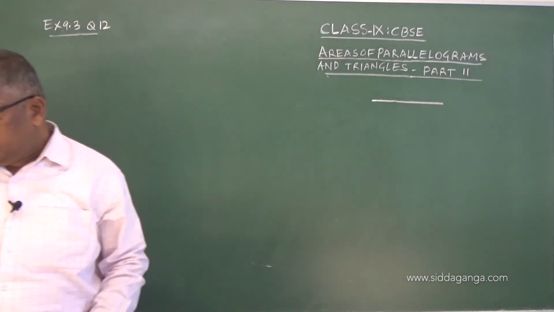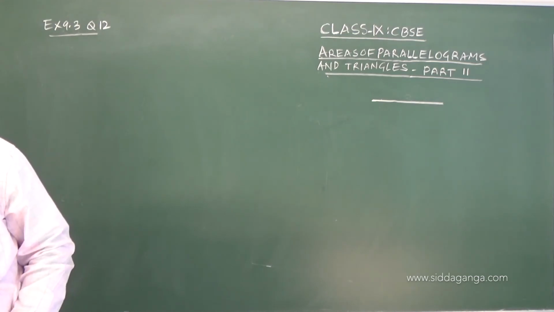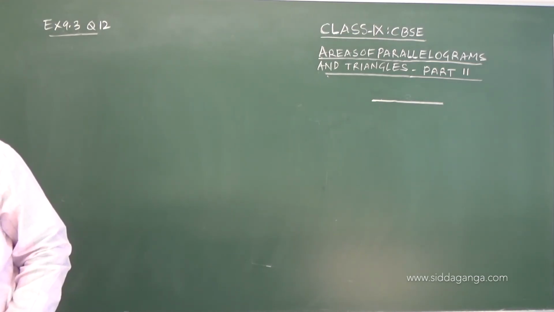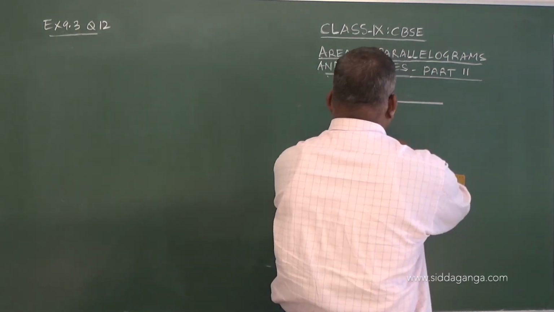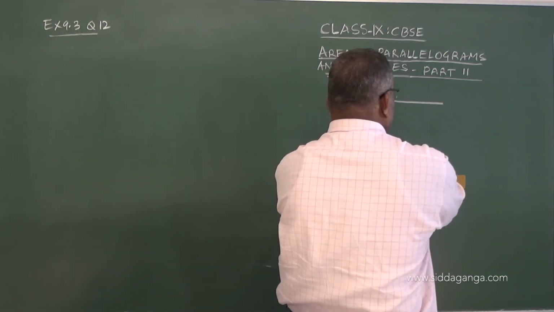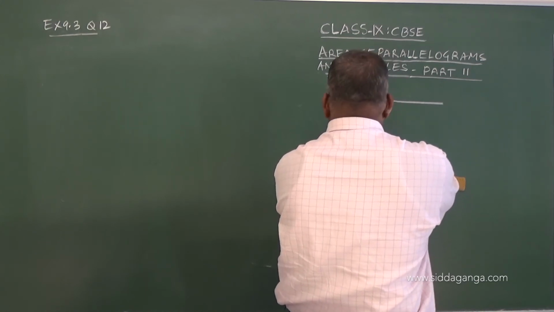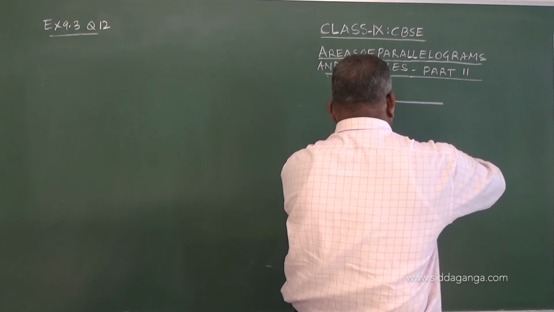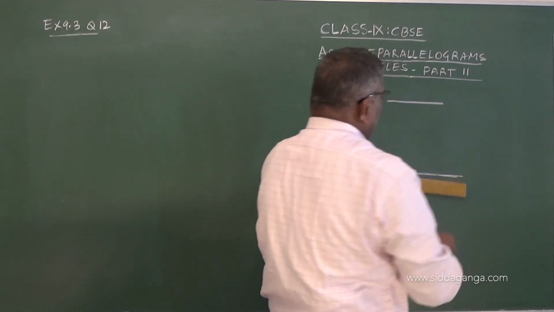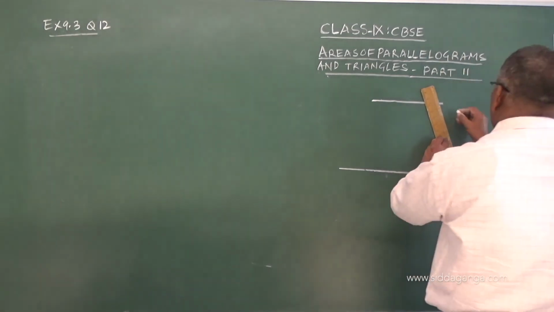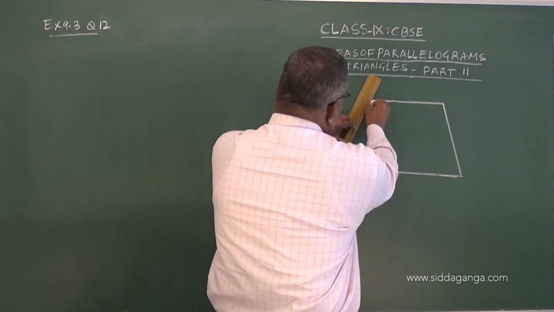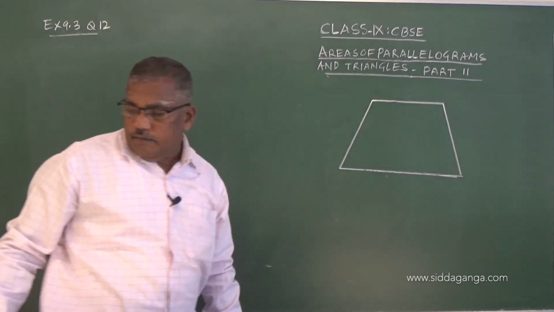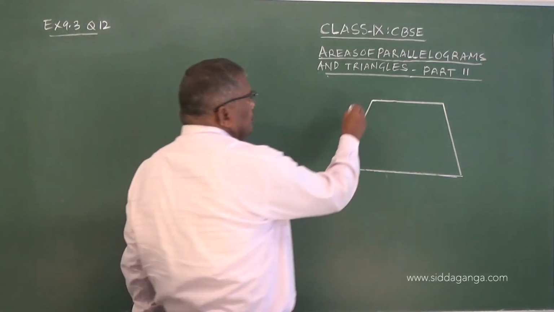Trapezium. So I will take a trapezium like this. This is the trapezium. You have to now join this. Trapezium ABCD, let us say.